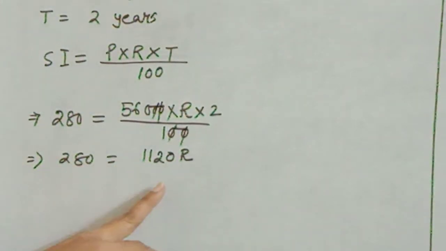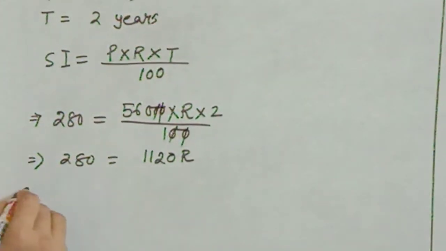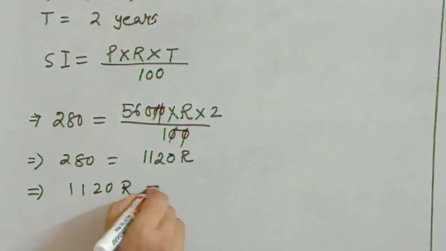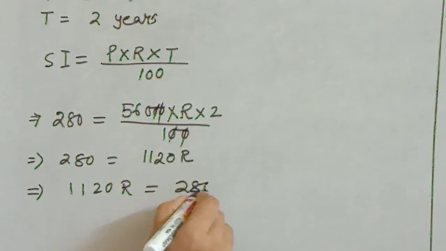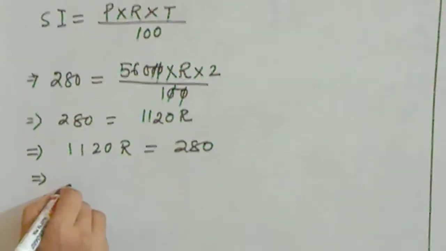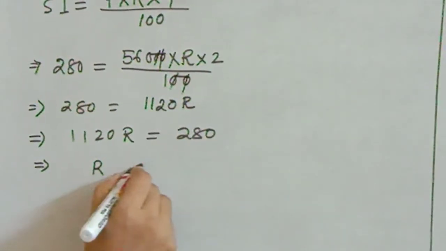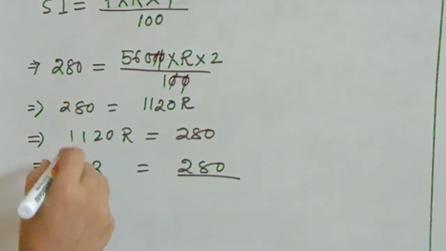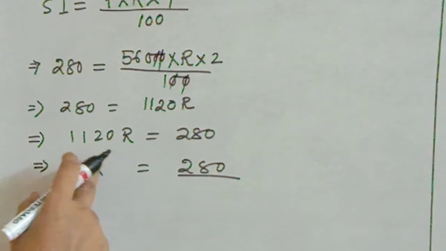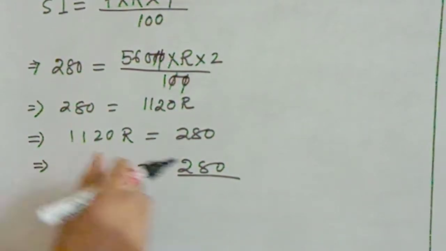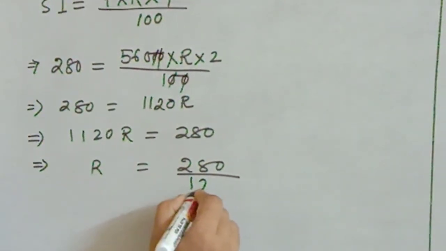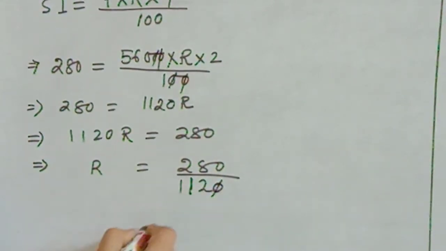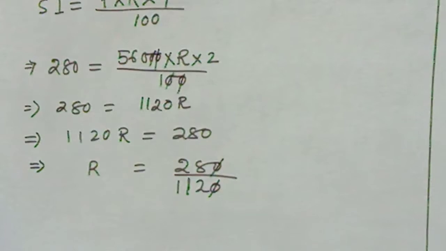Now to find the value of R, what will I do? 1120 R is equal to rupees 280, or R equal to rupees 280 by 1120, as you are solving a simple equation by the transposing method. You will divide by 1120 here. Cancel it also in this way.